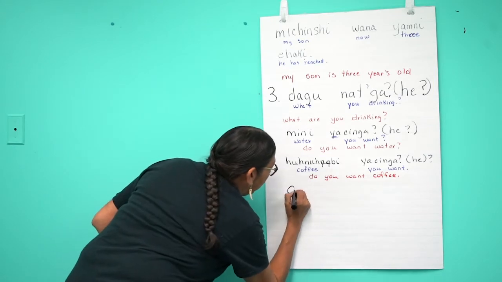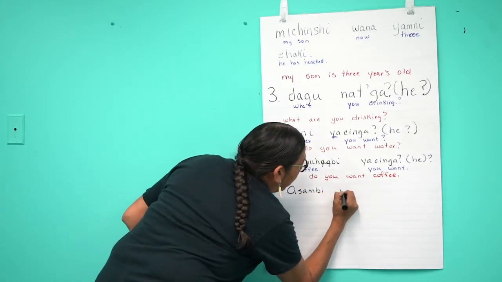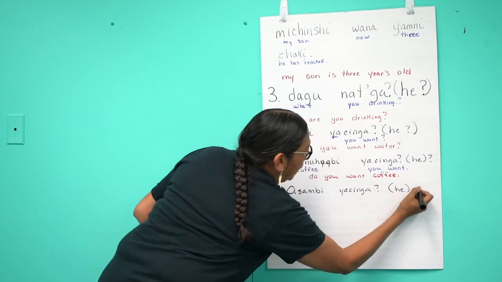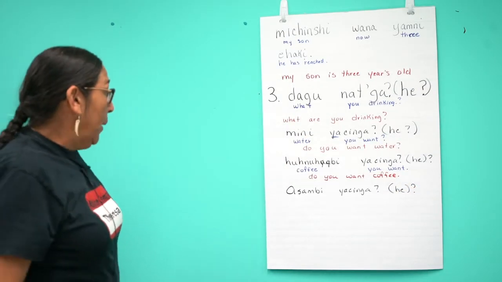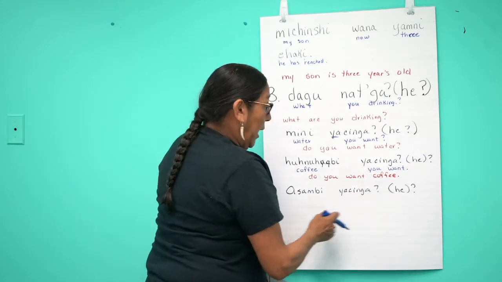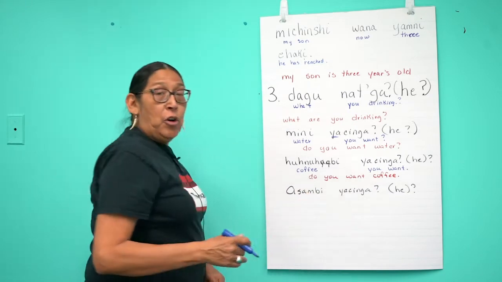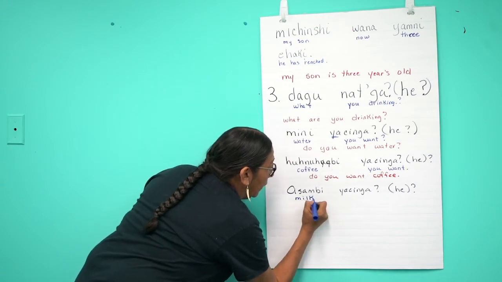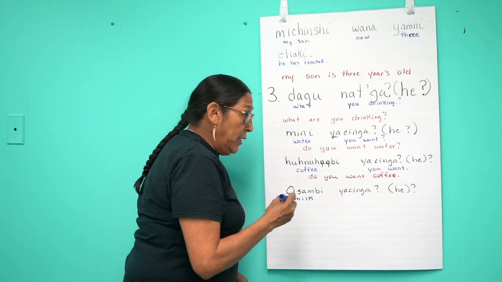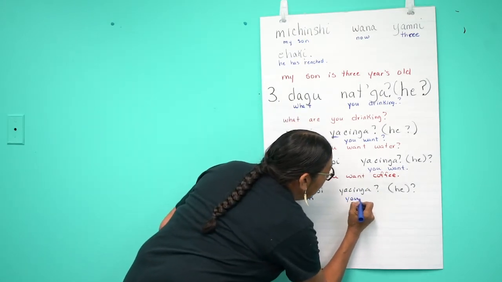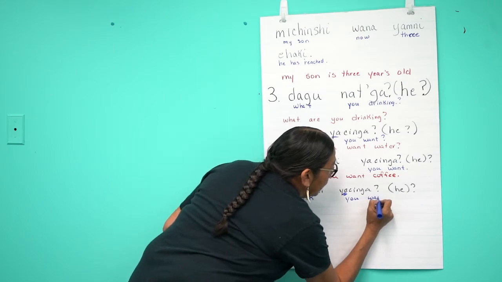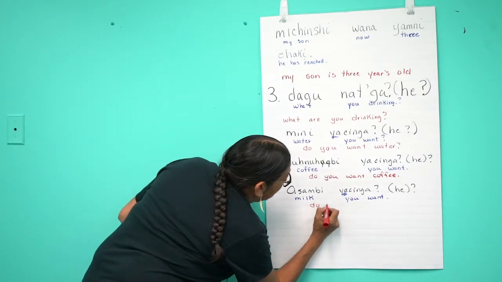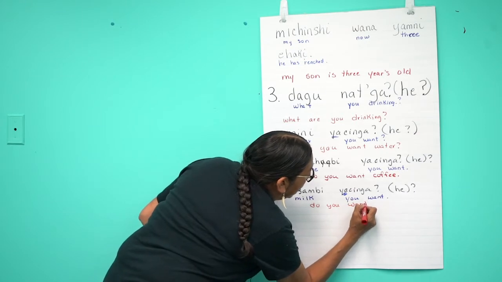Here's another one. Again, if you're a man, maybe you might say asambi yaching, ha, or asambi yaching. If you remember from our word list, asambi, milk, asambi suda, cheese. Yaching again, you want. That's making it you. And it translates to, do you want milk?